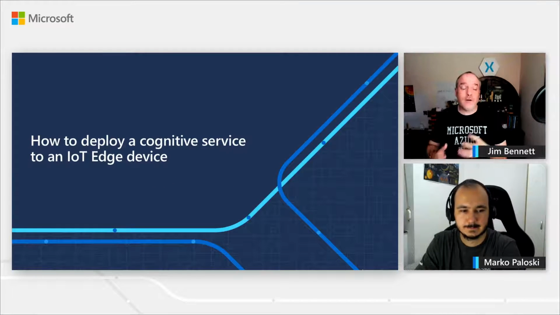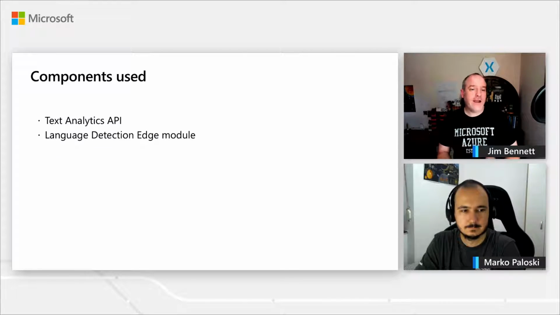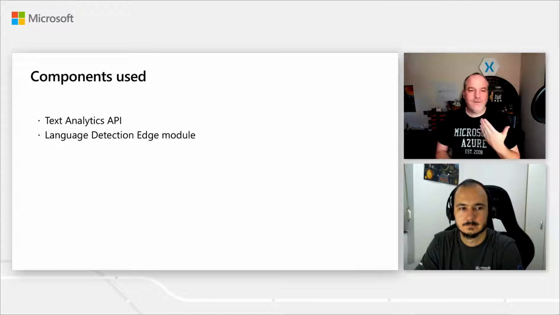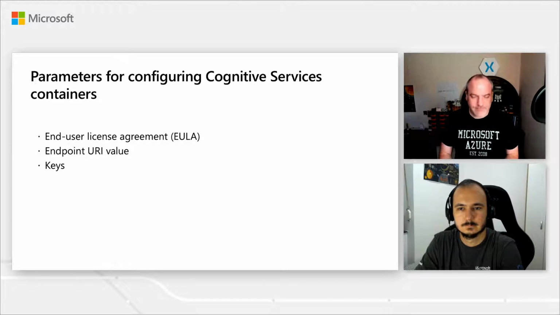Talk about how we can deploy the cognitive service to the Edge device. So this is where we're going to create a text analytics resource and then create and deploy the language detection module to IoT Edge. So two things we have to create is the text analytics resource and then the Edge module. So we need to create the resource for the billing and then create the Edge module. And when we do create the Edge module, we have to pass it some configuration information. One, a license agreement, we have to agree to it. And then we have to pass in the billing endpoint and the API key from our text analytics resource so that it knows how to do the billing appropriately.